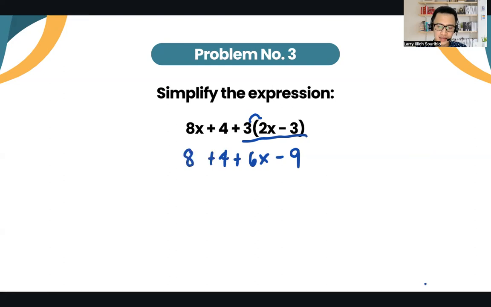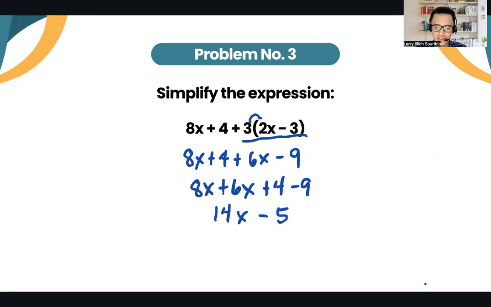Plus 8x. And then we group everything together, those that are similar with literal coefficients and just numbers standing alone. So we have 8x plus 6x plus 4 minus 9. So we have 8x plus 6x, we have 14x. Is that right? Okay. And then we have positive 4 minus 9, which is actually negative 5. All right. So we now have the simplified expression 14x minus 5.